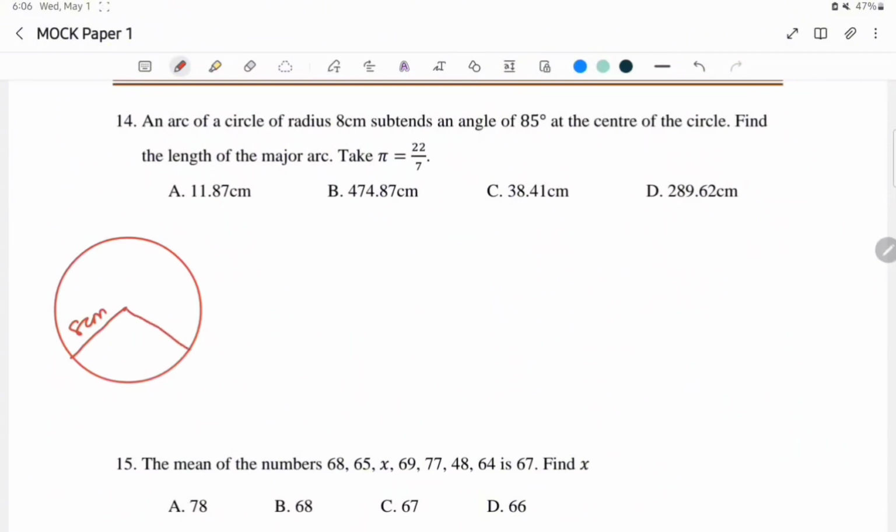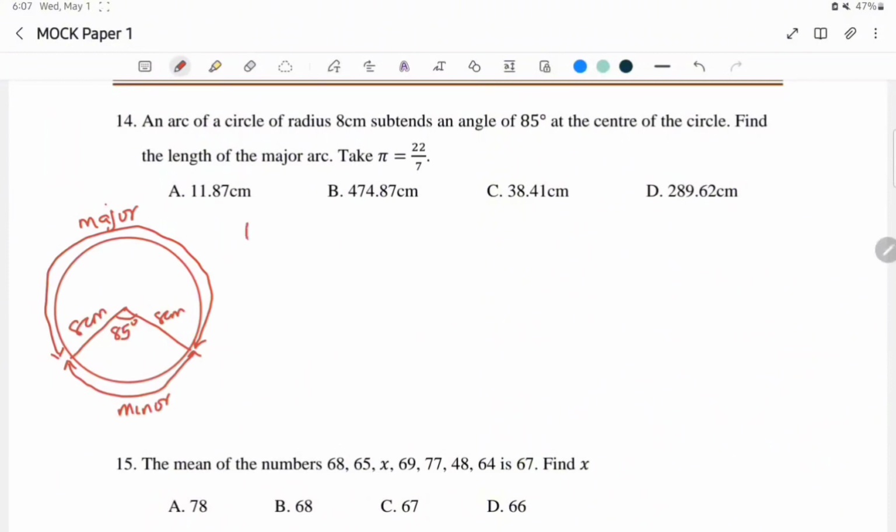So let me draw another radius, 8 centimeters. The angle obtained is 85 degrees. Find the length of the major arc. Well, this is the minor arc, which is the smaller one, while this is going to be the major arc. So we can find the length of the major arc in two ways. The first way is to actually find the length of the smaller arc.